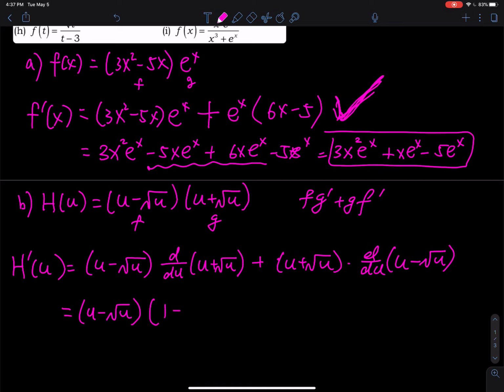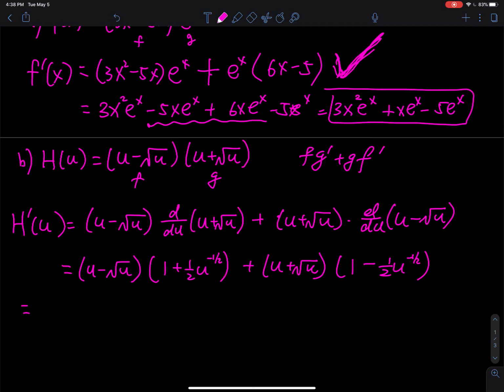You bring the 1/2 down, and then 1/2 minus 1 plus u plus the square root of u. This one is 1 minus, you bring the 1/2 down, 1/2 minus 1 is negative 1/2. And then you distribute all of this. So you have u times 1, so that is u, and then plus 1/2, so that will be a 1 minus 1/2. You subtract the exponent. Actually, you add them, but due to the negative 1/2, you have 1 minus a half. So you have a half, and then minus u to a half, and then minus 1/2.